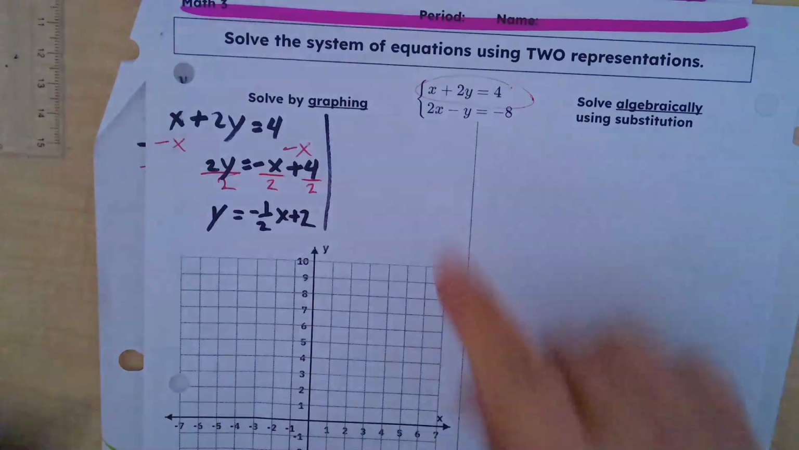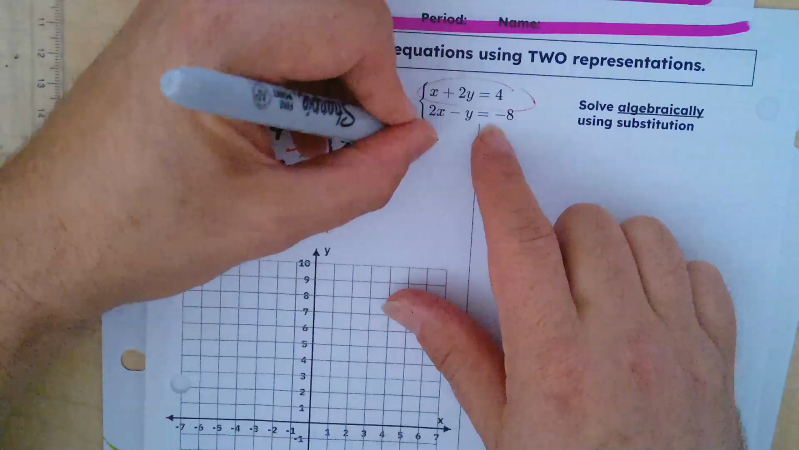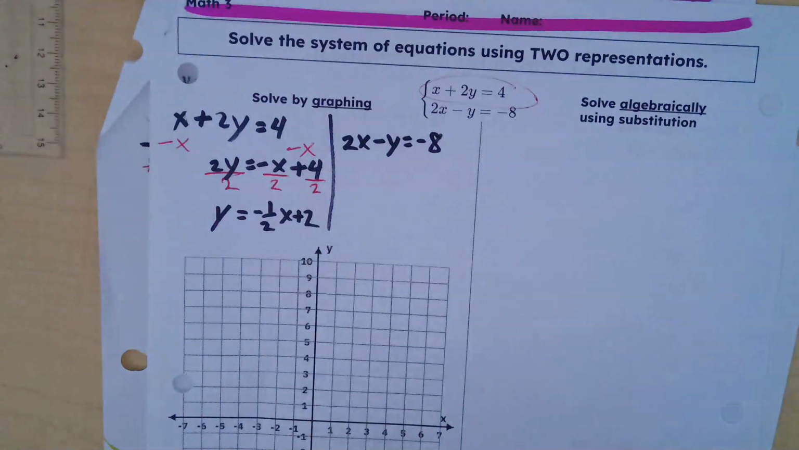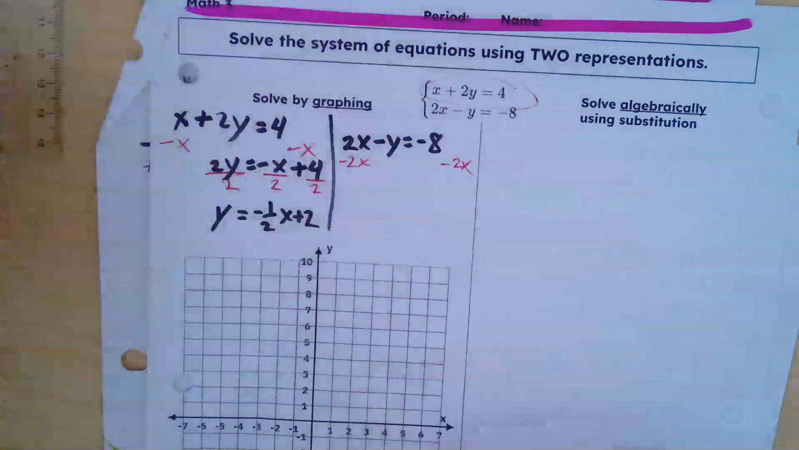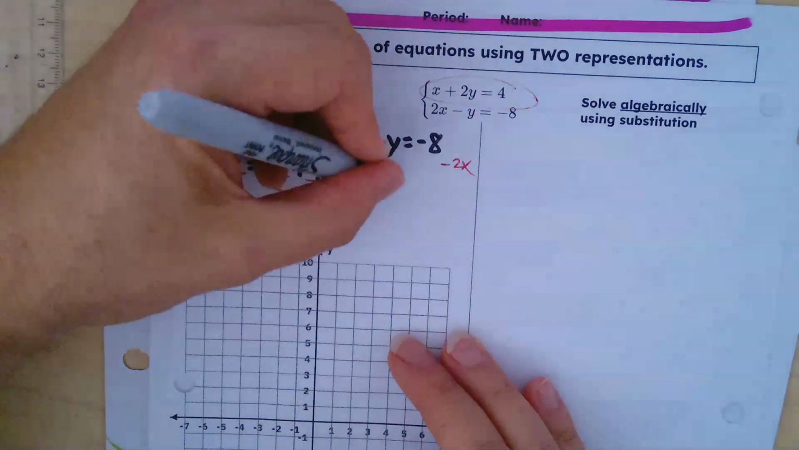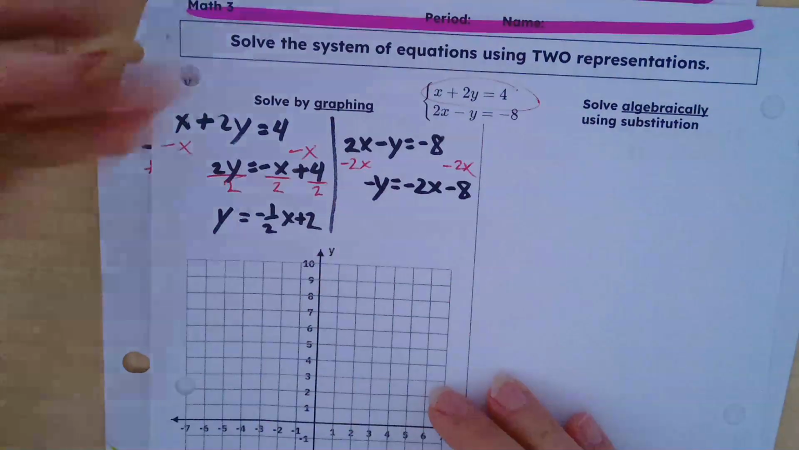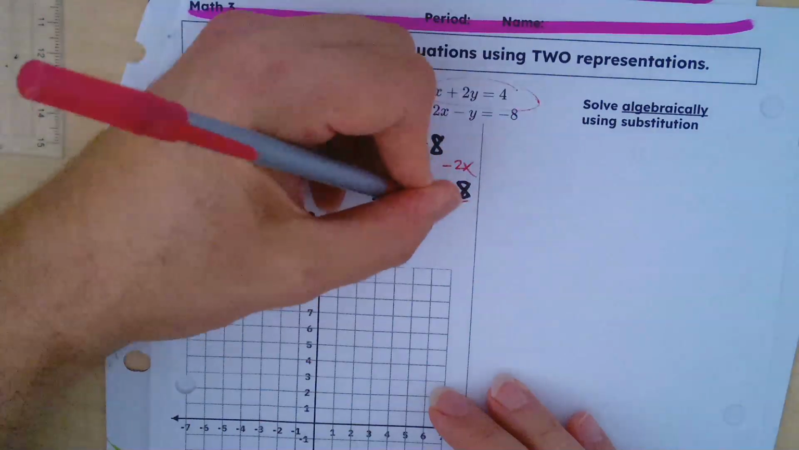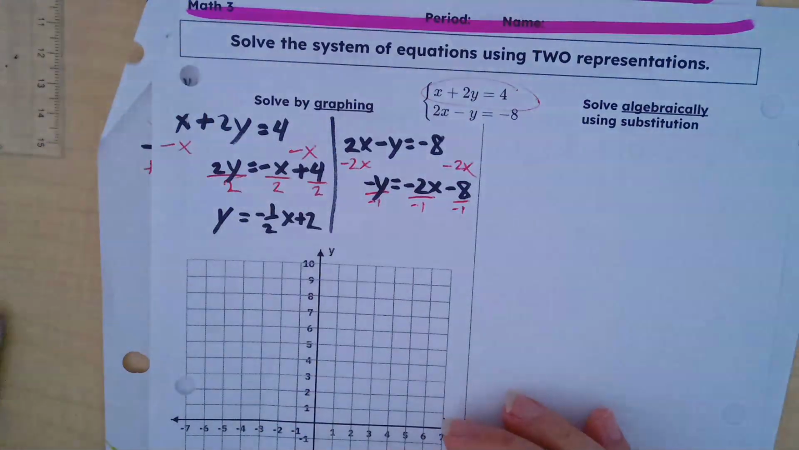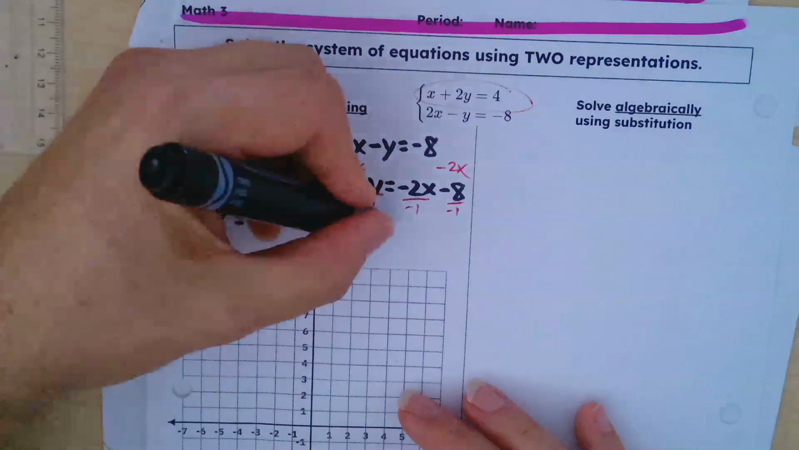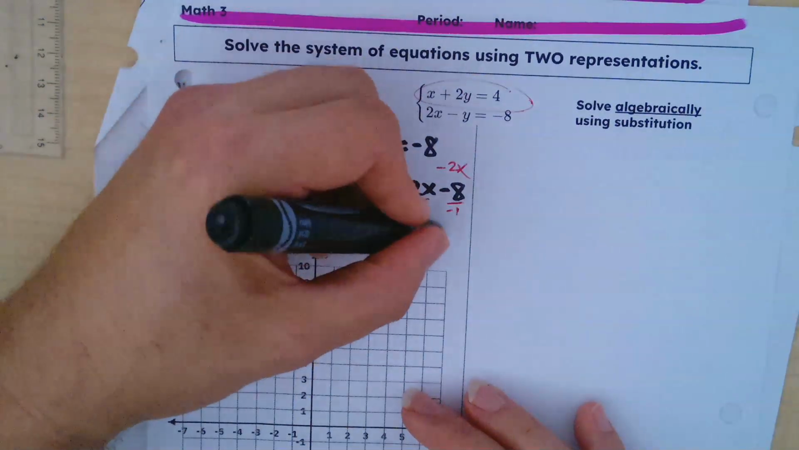And the other equation, I've got 2x minus y equals negative 8. So I'm going to subtract 2x on both sides of the equal sign. And then I get negative y equals negative 2x minus 8. And to solve for y, we have to divide both sides by negative 1 in order to make this positive y. And then I end up with positive y equals positive 2x and then plus 8.